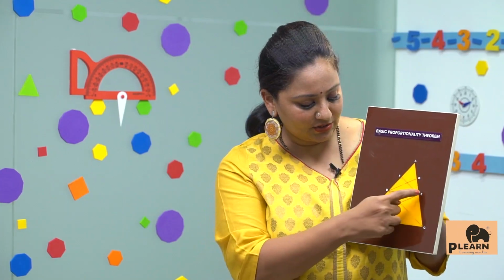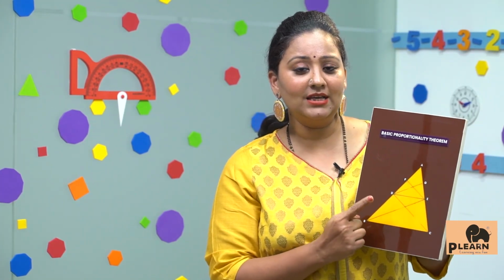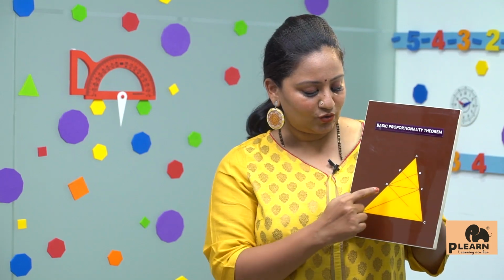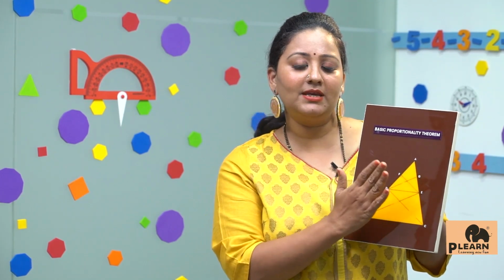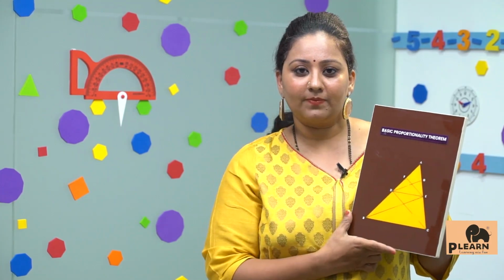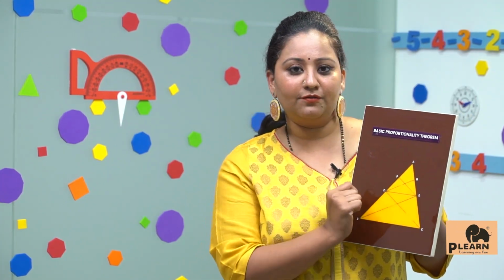Then consider triangle EDB. Here again the area of this triangle is half into base into height. So half into DB into EF. EF will be the height for both triangles. So half into DB into EF. Mark this as equation number 2.